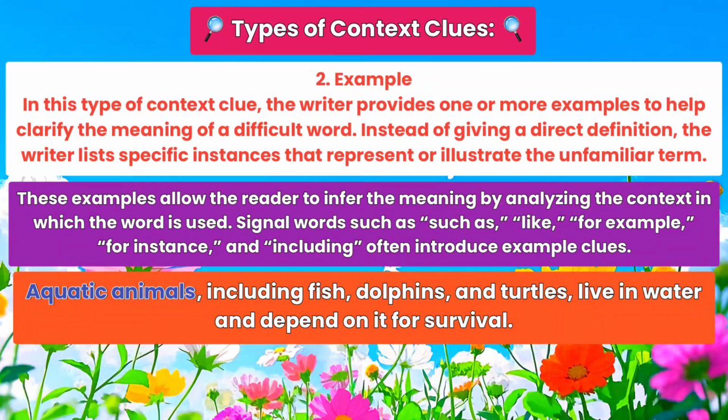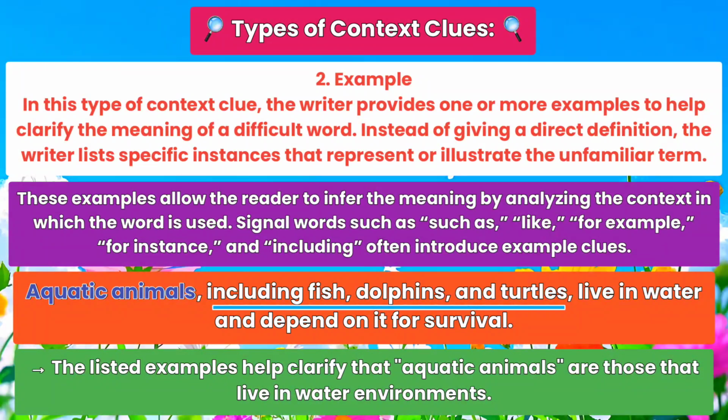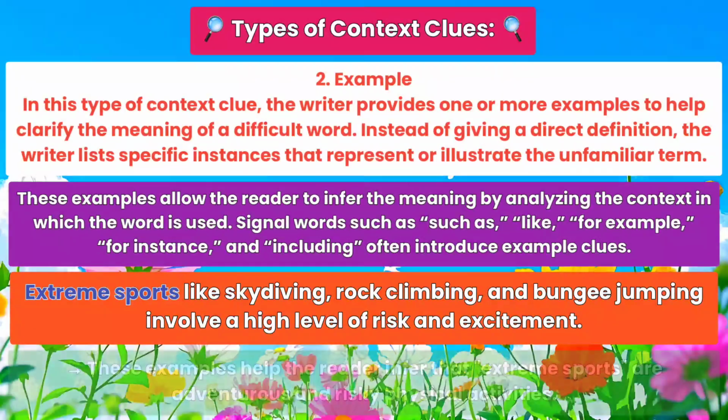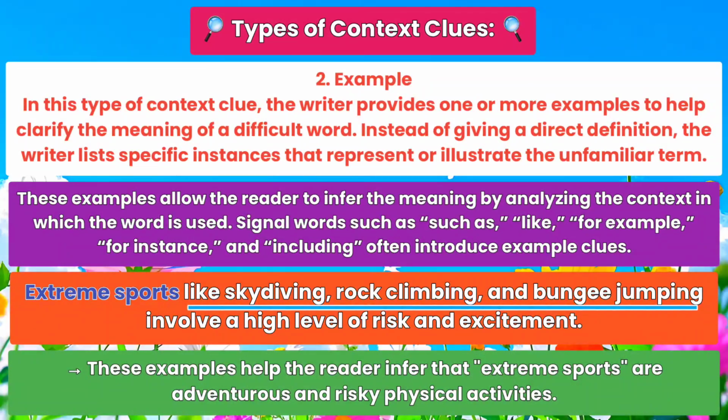Aquatic animals, including fish, dolphins, and turtles, live in water and depend on it for survival. The listed examples help clarify that aquatic animals are those that live in water environments. Extreme sports like skydiving, rock climbing, and bungee jumping involve a high level of risk and excitement. These examples help the reader infer that extreme sports are adventurous and risky physical activities.